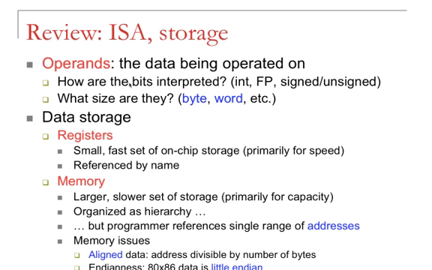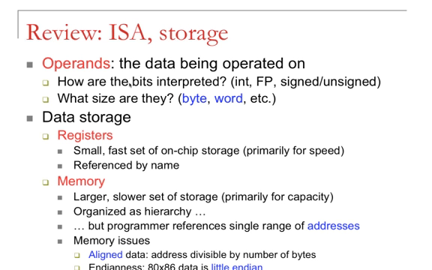We have many different kinds of data storage. In this class, we focus on two major memory components, registers and memory. They are different in terms of capacity and speed. Registers are small, but they're very fast because they are on chip. And the way we use these registers is to refer to them by names. Memory, on the other hand, has larger capacity but is much slower than the registers to access.